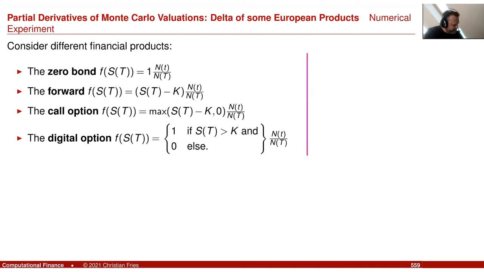Well, the first one was just a constant. So very smooth, very easy. The second one was just a linear function. The third one was the call option. So it is continuous, but there is a point where it is not differentiable. And the last one was the discontinuous function, so our indicator function.